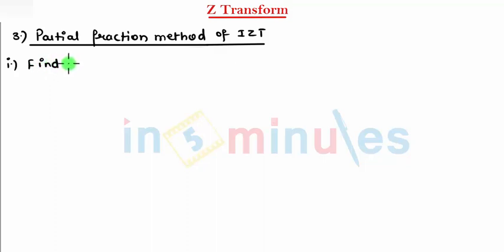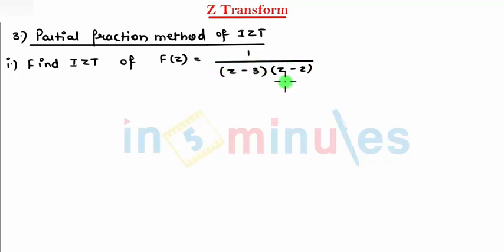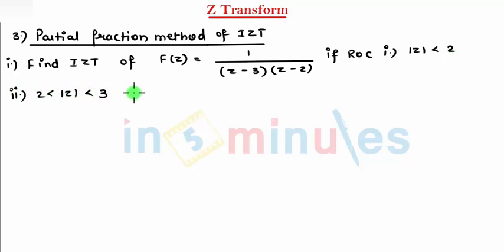Find the inverse ZT, IZT, of f of z is equal to 1 divided by (z minus 3)(z minus 2), if ROC is, so obviously they will be giving me the ROC. First is mod of z is less than 2. Second is mod of z is greater than 2 and less than 3. And third is mod of z is greater than 3.